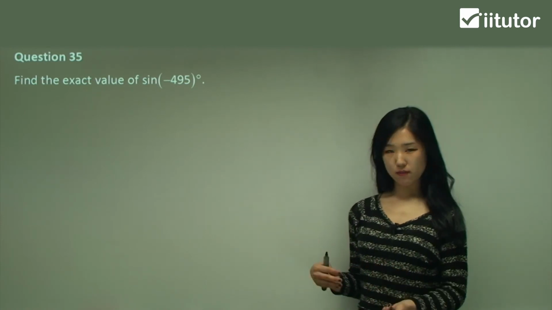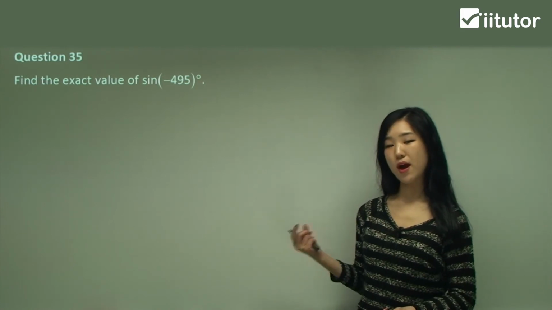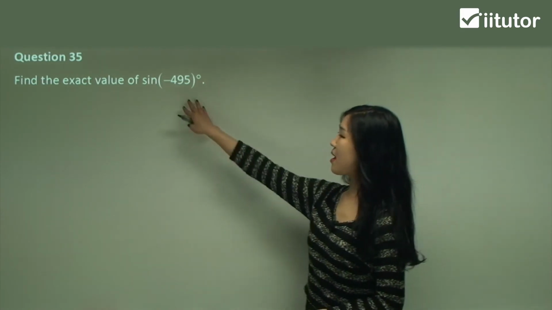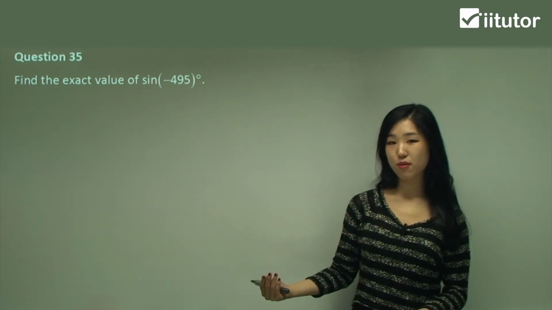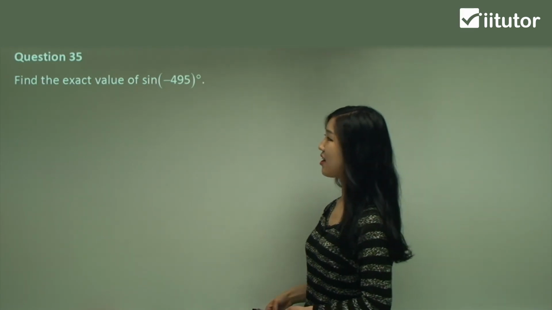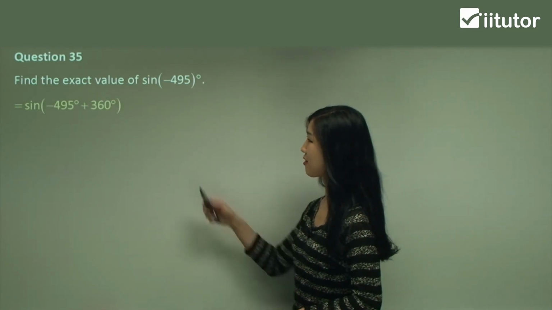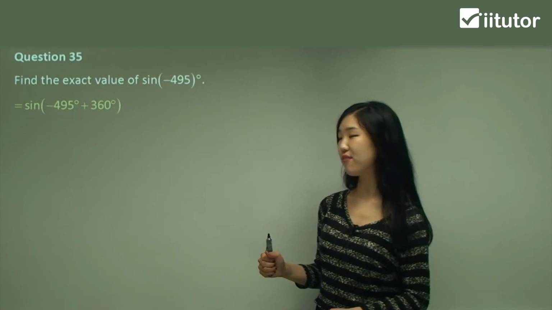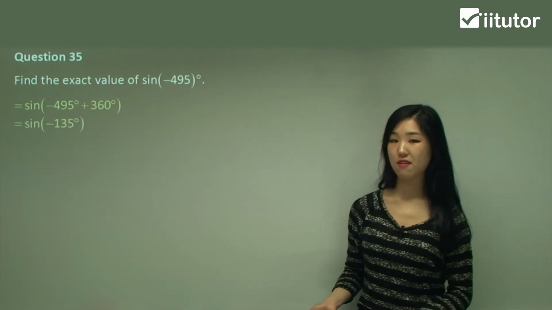Well, remember in our previous few questions, we were trying to reduce it by the number of periods so we'd have a decent number. This time, because I don't like having negative inputs, I'm going to add the period of 360. So let's try adding one period. I'm going to add 360 degrees to negative 495. So if I add this one, you should get sine negative 135 degrees.